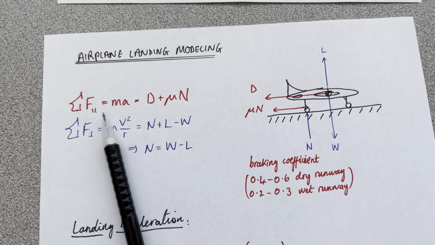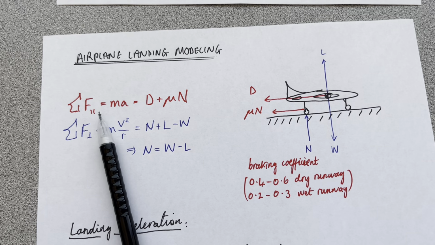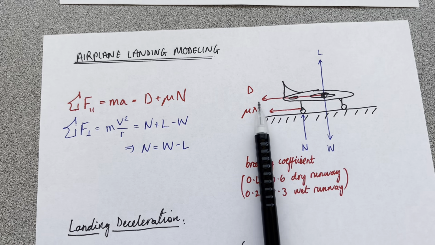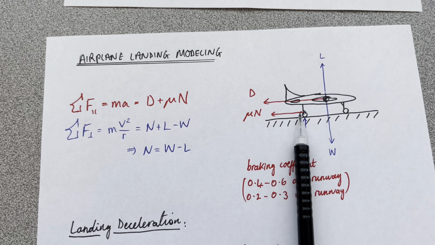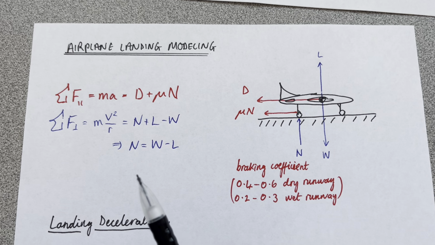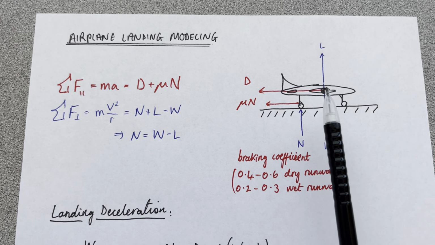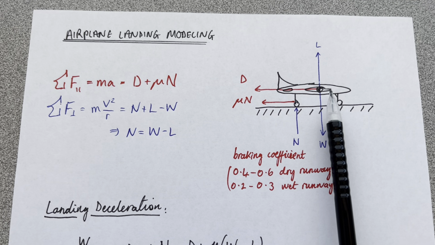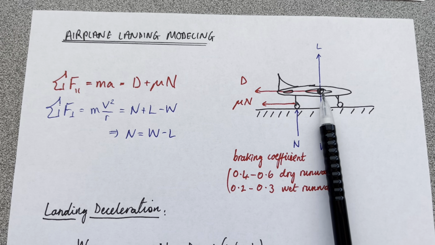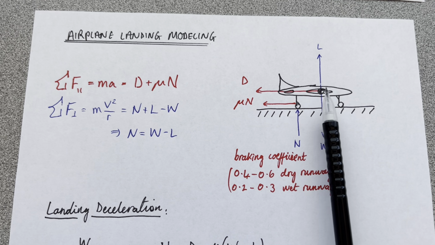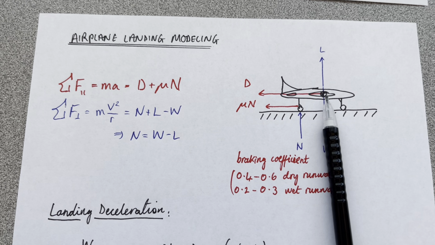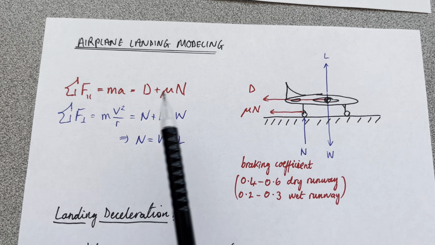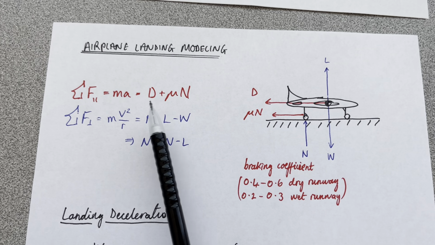Again, using Newton's second law, summing forces both parallel and perpendicular. In the parallel direction we've got F equals ma, so we've just got D plus mu N, so both of those two forces are helping us to decelerate, right? We're assuming that we've got no thrust term, so we pull the throttles back to idle to help us decelerate. If we have the ability to reverse thrust, then we would have a reverse thrust term in this equation as well, again acting in the direction associated with these two terms.